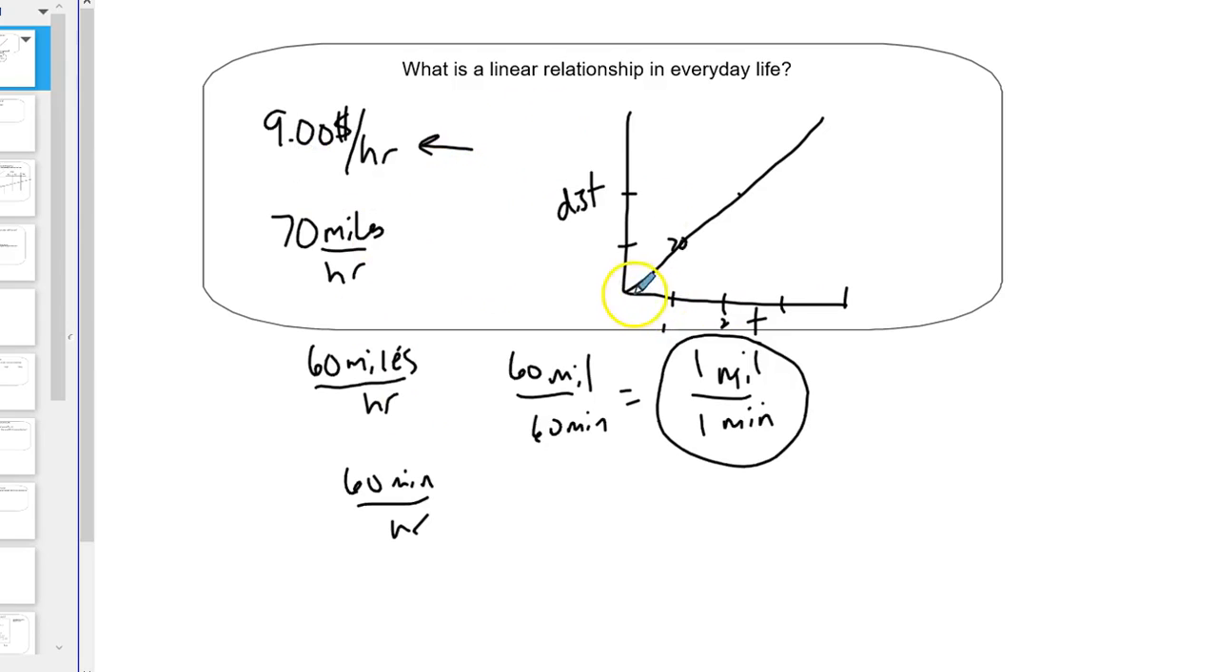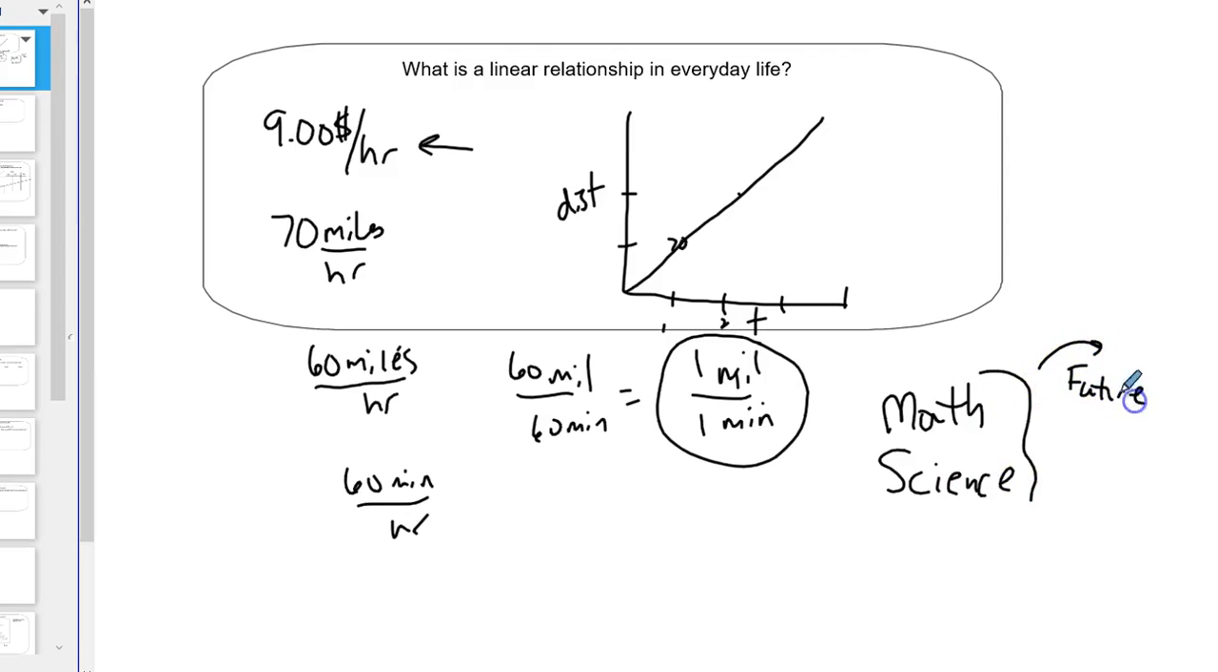In reality, the idea is that math and science are not history classes. We're all about predicting tomorrow. We want to know the future, and that's all we're really concerned about. If we can't predict the future, then what's the point? Say you want to drive to Milwaukee at this speed. I want to know, if I have to go this far, how long will it take me? I can predict that ahead of time.